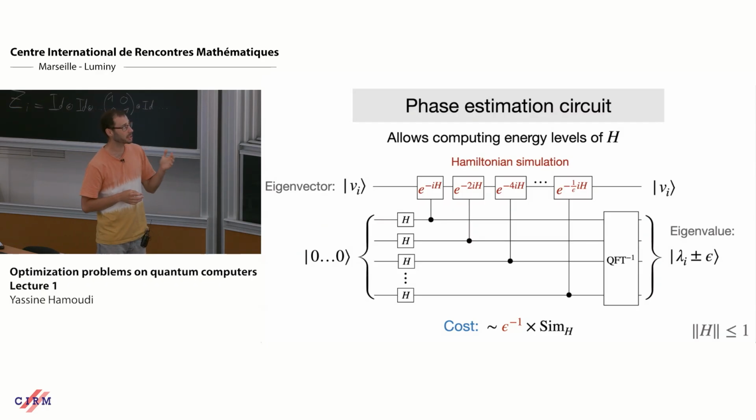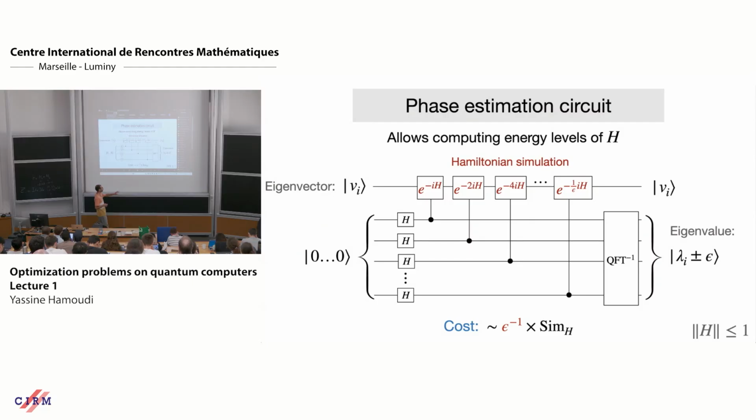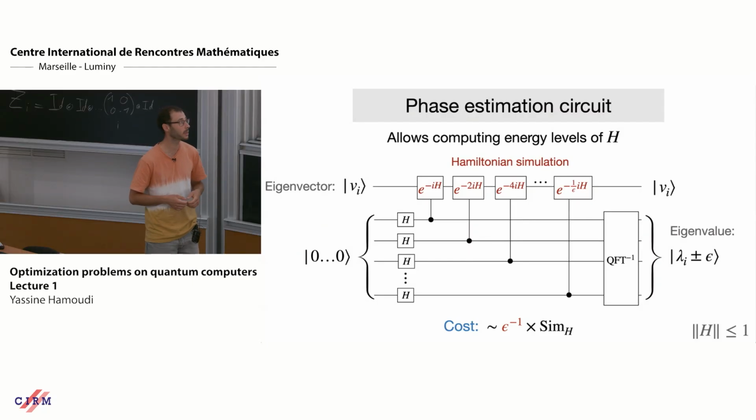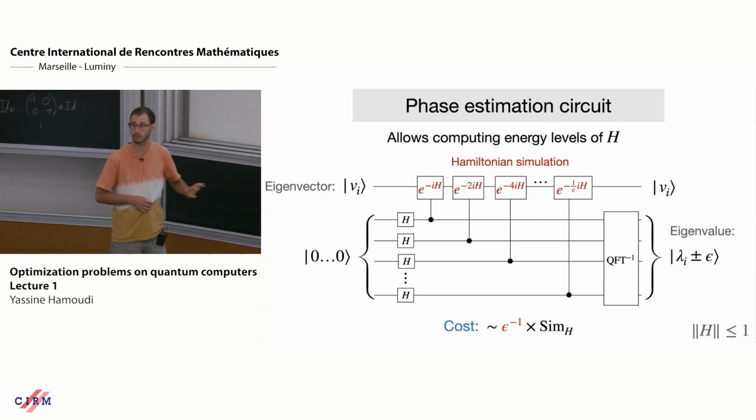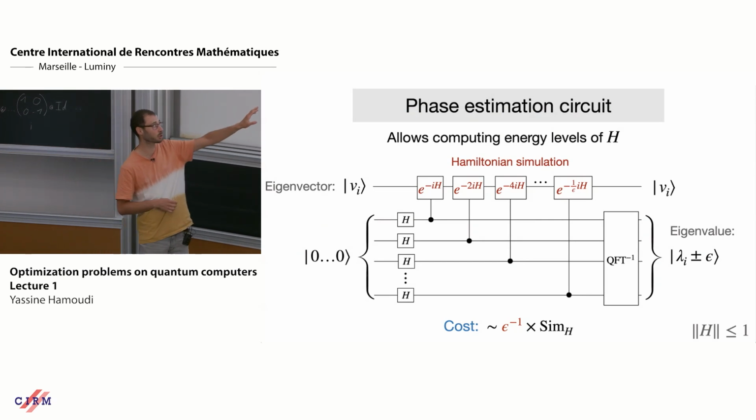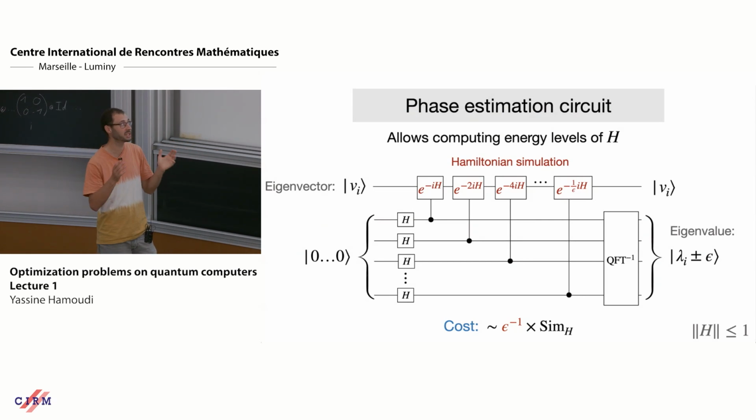And so what is the cost of the algorithm? Well, the cost is how many quantum gates, so what is the size of the quantum circuit? Essentially, it is going to be 1 over epsilon. So the smaller epsilon is, the more expensive it is going to be, multiplied by the cost of simulating H. As I said before, this cost is usually polynomial in the size of the system.